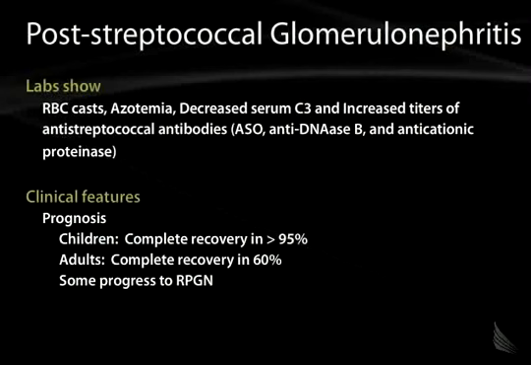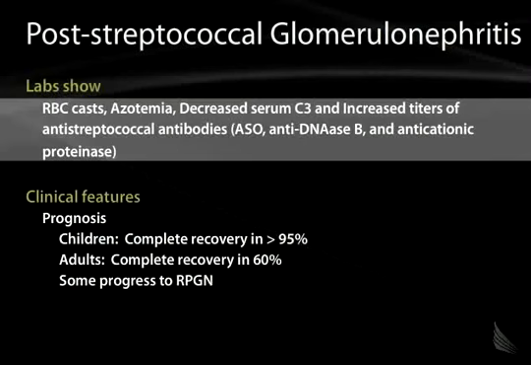On routine laboratory studies, what you'll see is red blood cell casts in the urine. You'll see azotemia, which is increased blood urea nitrogen. You'll see decreased serum C3 complement proteins because they're being consumed in these antigen-antibody complexes, and increased titers of antistreptococcal antibodies, most particularly the antistreptolysin O or ASO type antibodies.